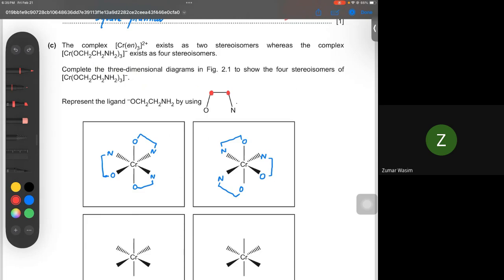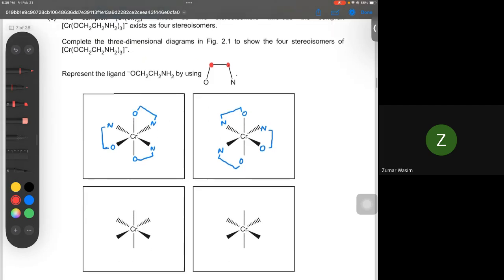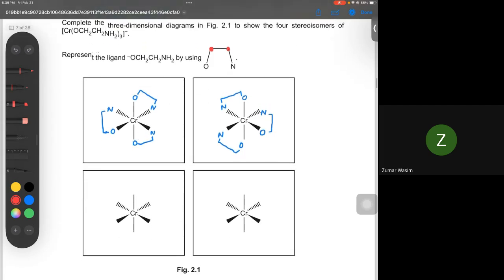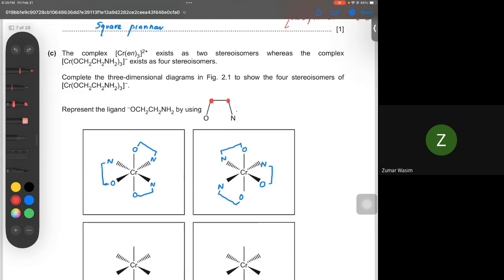So then what can I do for this? What are they asking? They are saying it exists as four stereoisomers. Four stereoisomers. You know what I can do? I can do cis-trans. Wait for 1 minute, Azan.